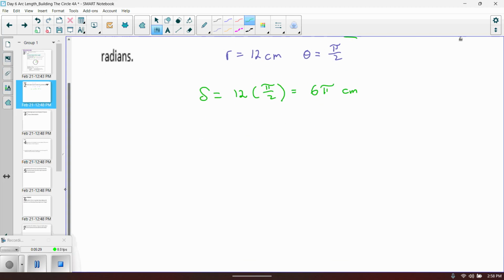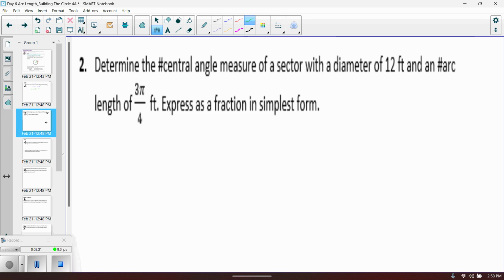All right, let's look at example number 2. This time it says determine the central angle. So now we're actually trying to find a different thing. They want us to find theta, the central angle. They gave us the diameter is 12 feet, and this time they gave us the arc length, which is 3 pi fourths feet. We want to express this as a fraction in simplest form.